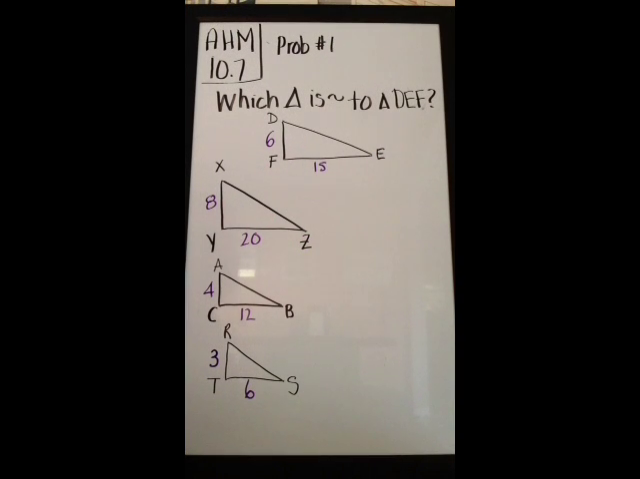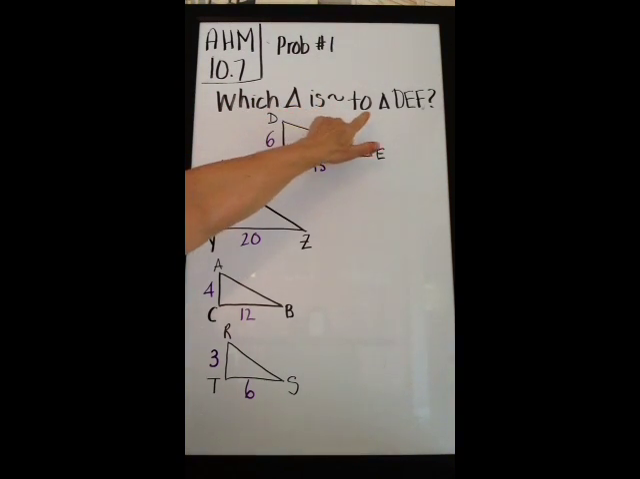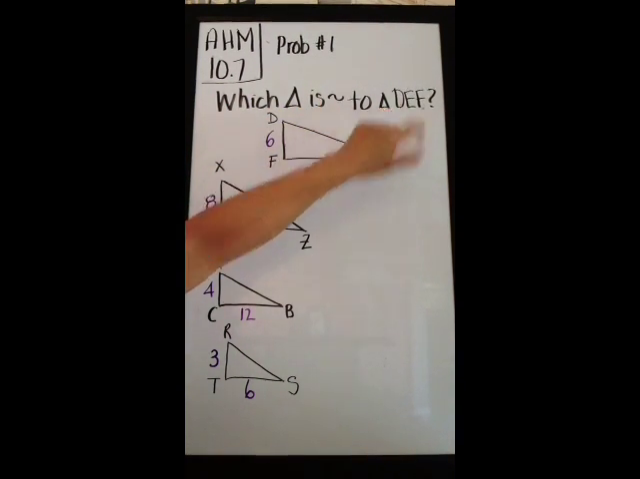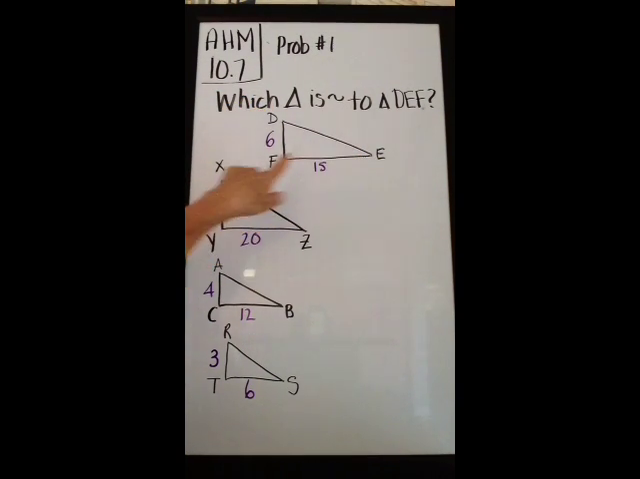So here's your first problem for this lesson, 10.7. Which triangle is similar to triangle DEF? Here's DEF. This side measures 6, this side measures 15. Here are your options: triangle XYZ, triangle ABC, and triangle RST. If you can't read these numbers, I'll read them for you. It's 8 and 20, 4 and 12, and 3 and 6. That's your mission.